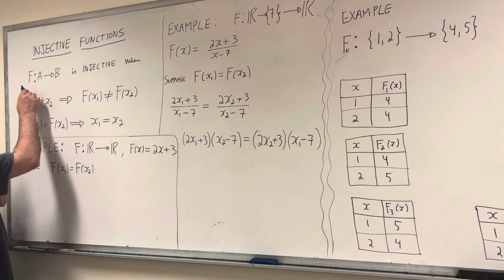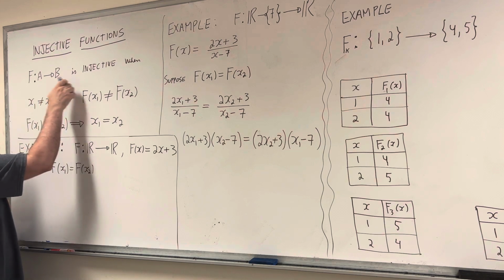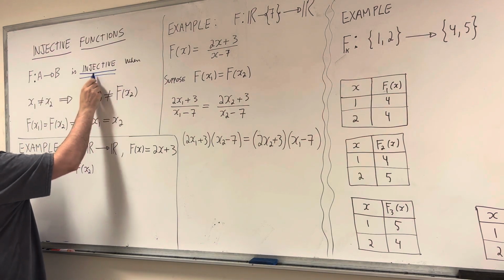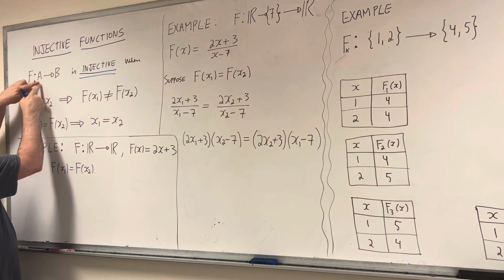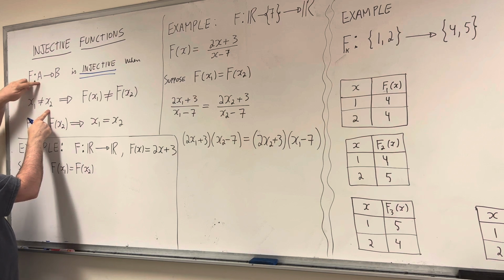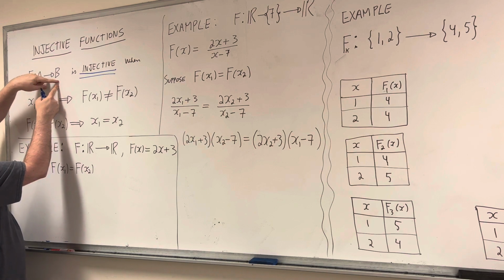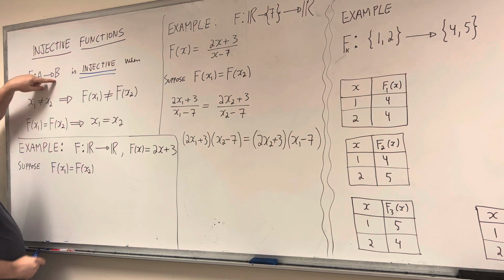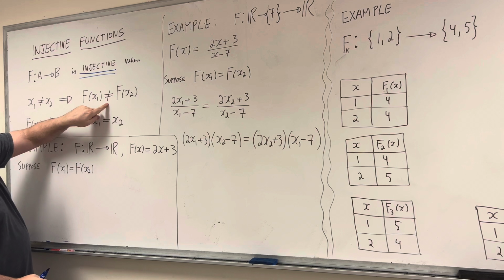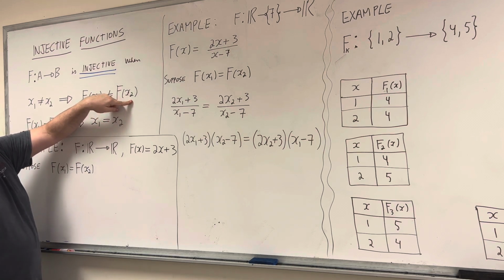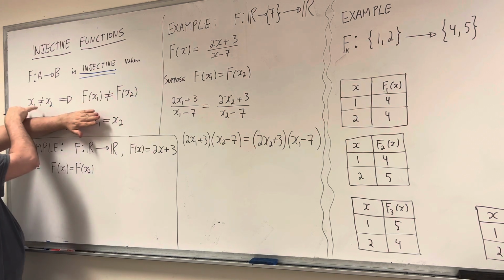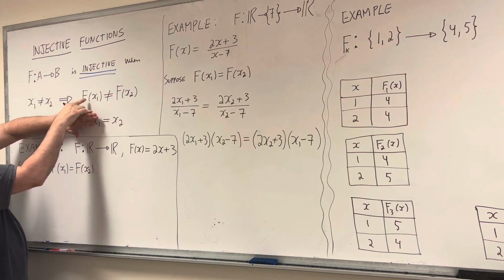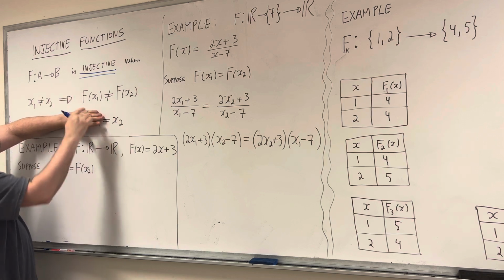Okay? I'm going to say that a function from a set A to a set B is injective whenever I take two different points of my domain, x1 and x2 belong to set A, my domain. If they are different, then when you apply the function, they are going to be mapped to different points of my codomain. So f of x1 will have to be different than f of x2. Okay? So that's the definition. Whenever I take different points of my domain, they go to different points of my codomain.